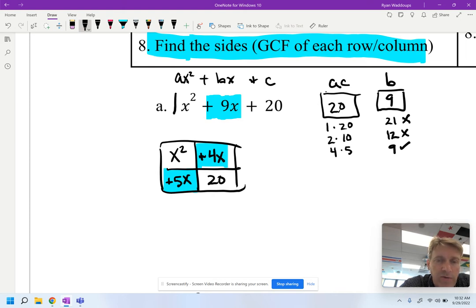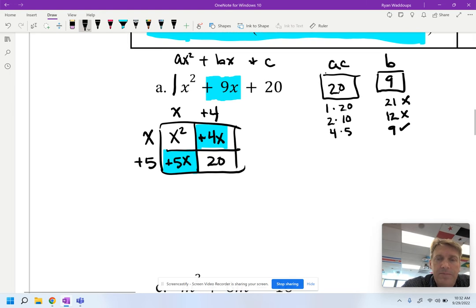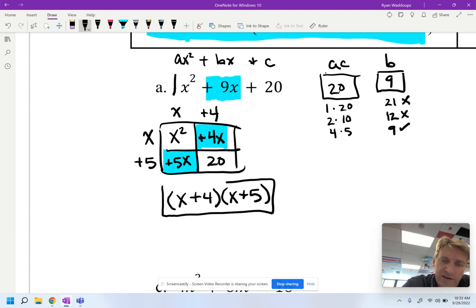Now I factor by grouping using the box method. X squared plus 4x, their greatest common factor is x. 5x and 20, their greatest common factor is 5. X squared plus 5x, greatest common factor is x. And 4x and 20, their greatest common factor is 4. Then I multiply x times x is x squared, 4 times x is 4x, x times 5 is 5x, and 5 times 4 is 20. So I can say with certainty that the factors are x plus 4 times x plus 5. This is an important step. Make sure that you write your final answer as a product of the factors, x plus 4 times x plus 5.